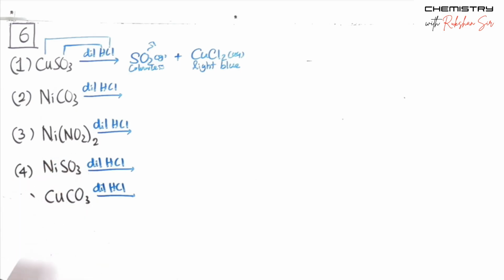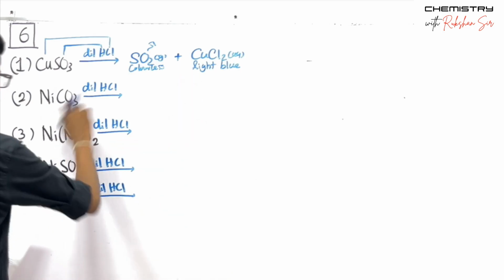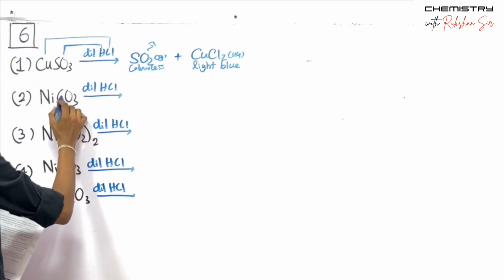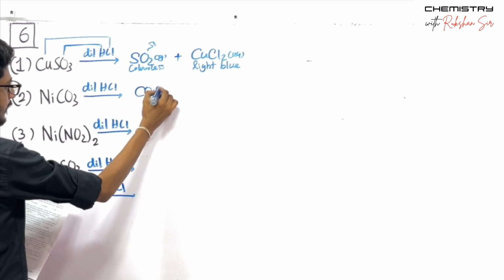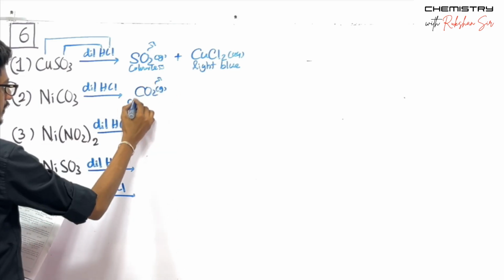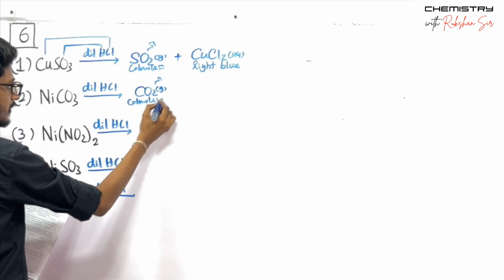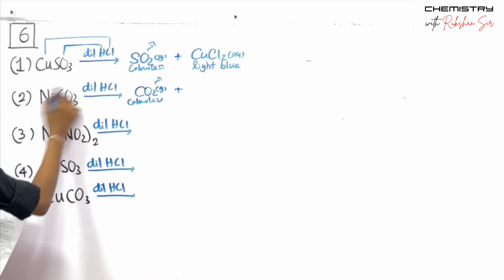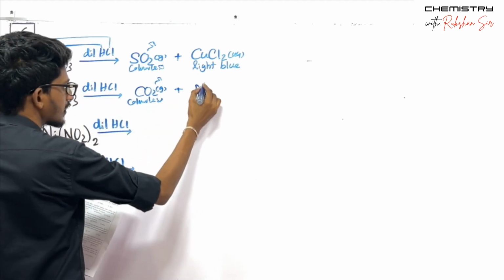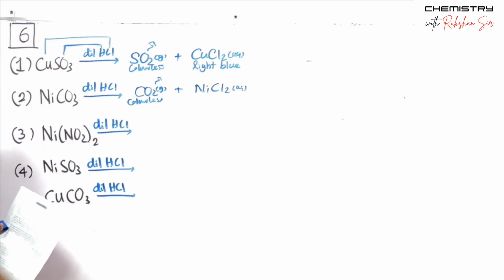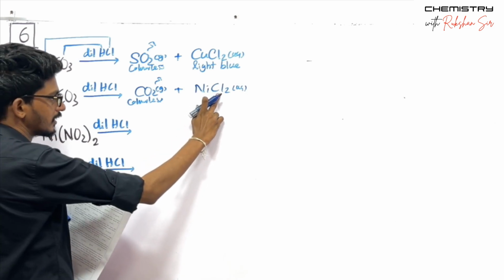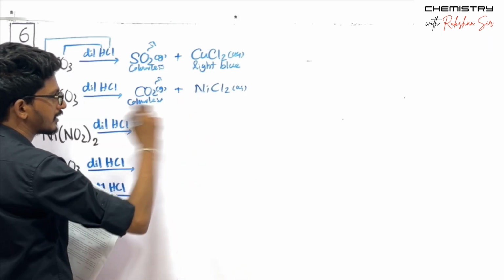Gas and a colored solution, yes. That is okay. This one will release the CO3 2- with the H+, releasing CO2 gas, a colorless gas, with nickel 2+ connecting with Cl-, nickel chloride, aqueous solution. What is the color here? So Cl- ions won't have a color, but the nickel 2+ ions come up with green color.